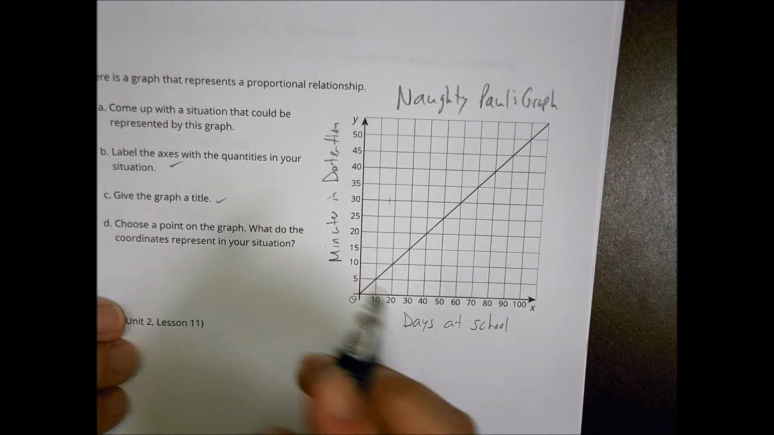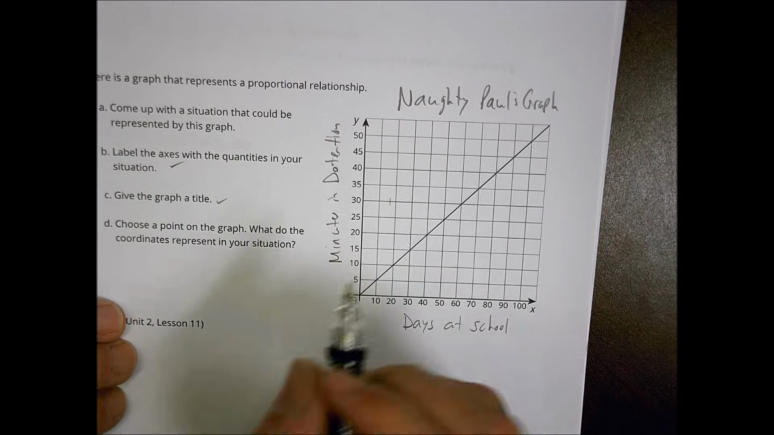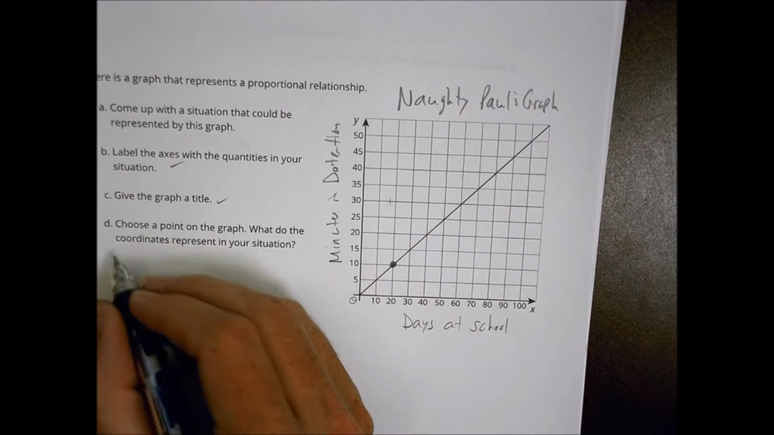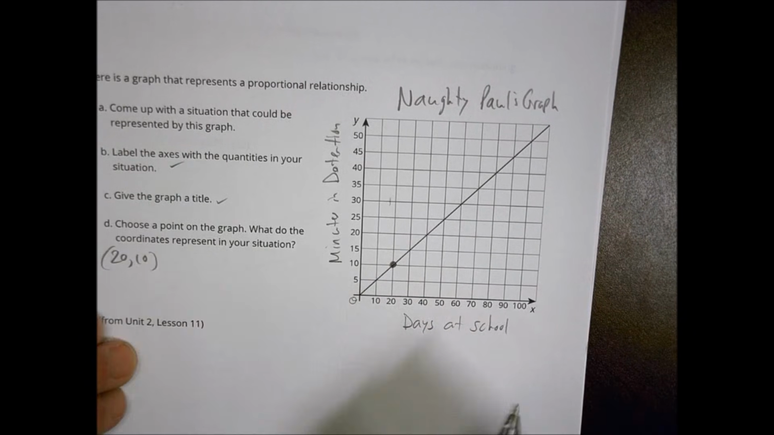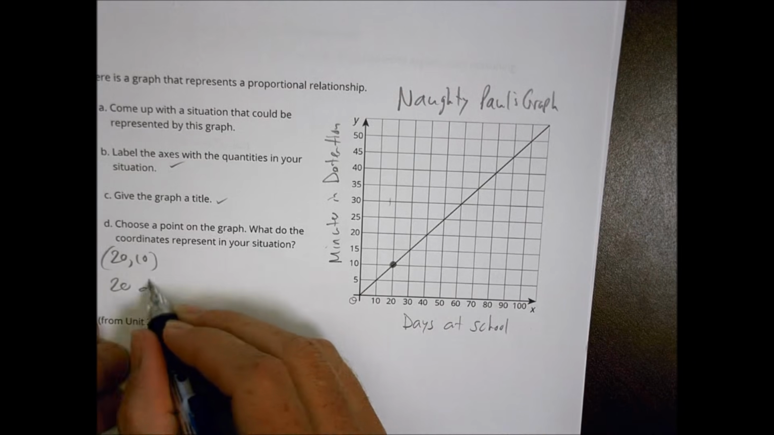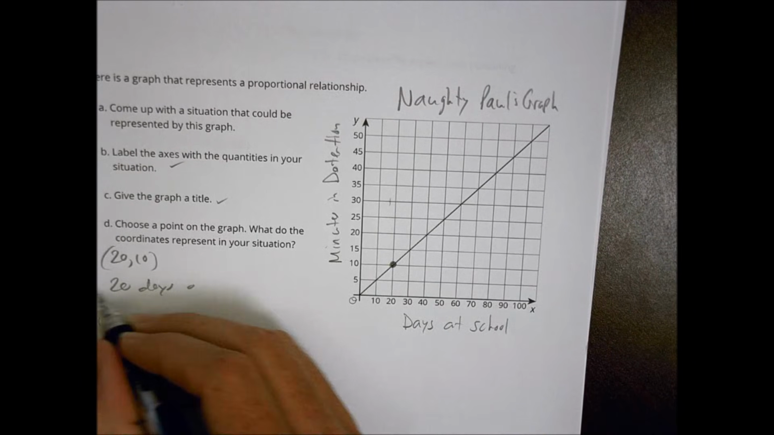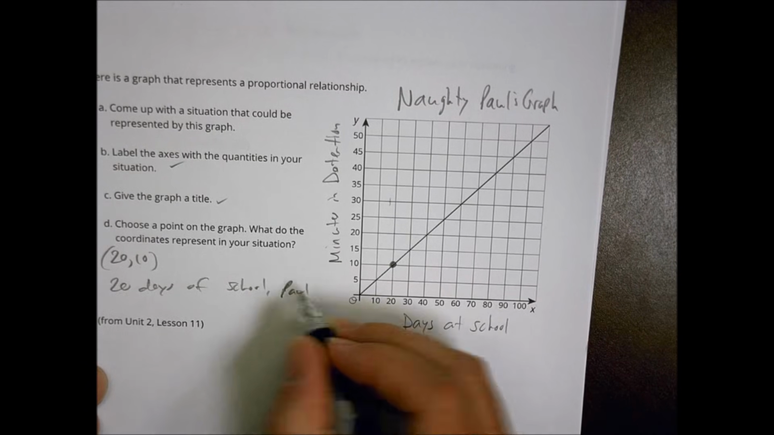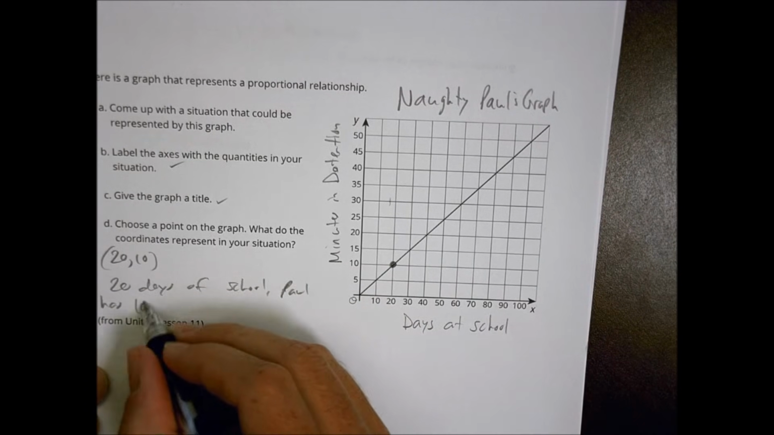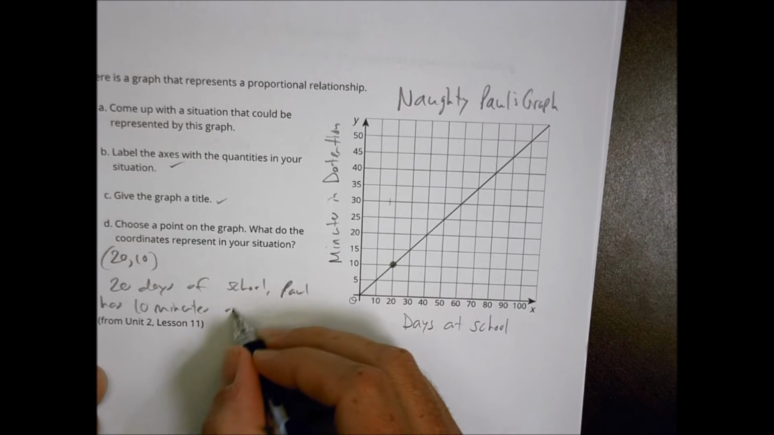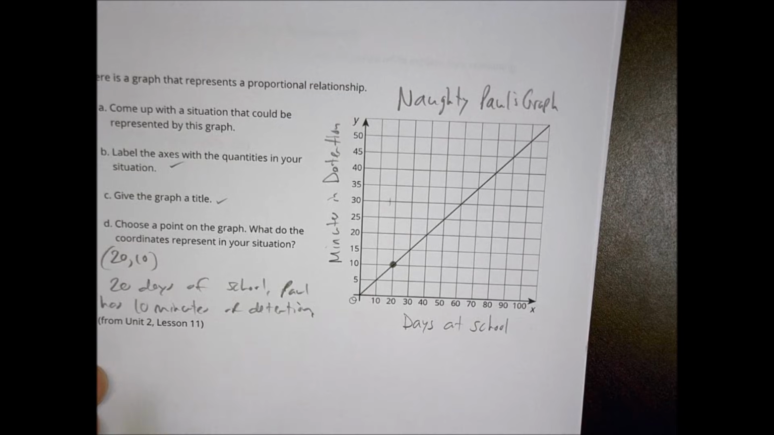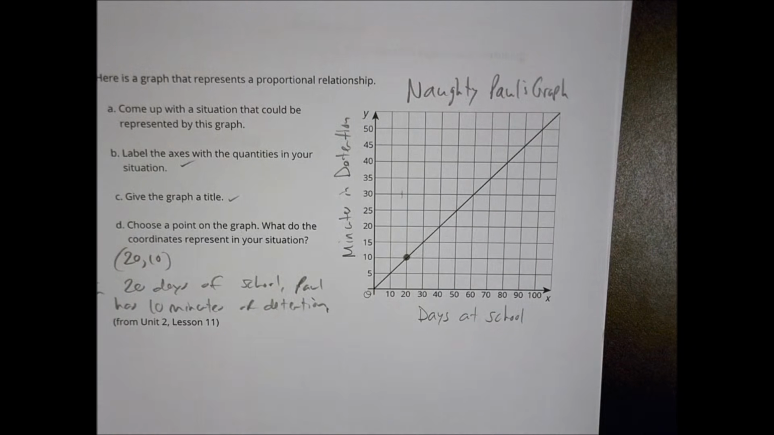Choose a point in the graph. What do the coordinates represent? So if I choose a point here and I say 20, 10, this means that in 20 days of school, Paul has 10 minutes of detention. Okay, so naughty Paul, 20 days in school, got 10 minutes of detention for not doing mental math, instead using his pocket calculator.